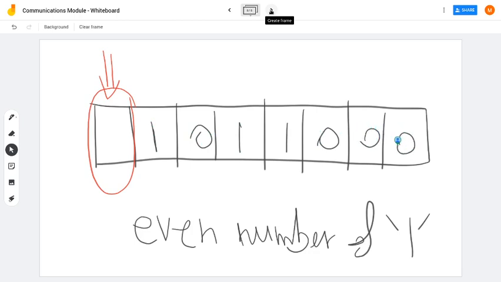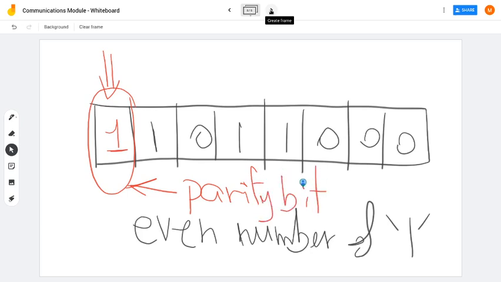Even number of ones. So let's say the data goes like this: 1 0 1 1 0 0 0. So now we have 1, 2, 3. We have 3 ones, but we've agreed that we should be transmitting an even number of ones. So I will be adding 1 over here. This one is called the parity bit.